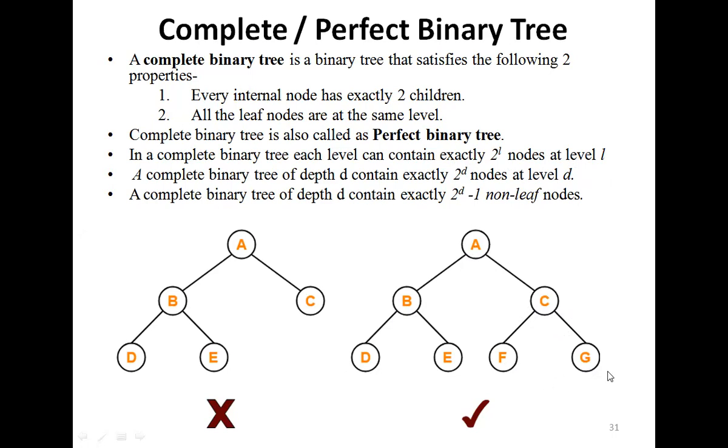Okay. Similarly, in the next level, in the level 3, how many nodes it will have? How many? Sir, 8 nodes. 8 nodes it will have. So exactly 8 nodes. Okay. So this is complete or perfect binary tree.